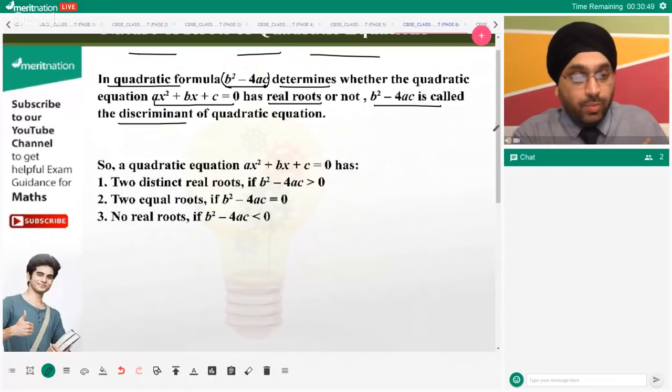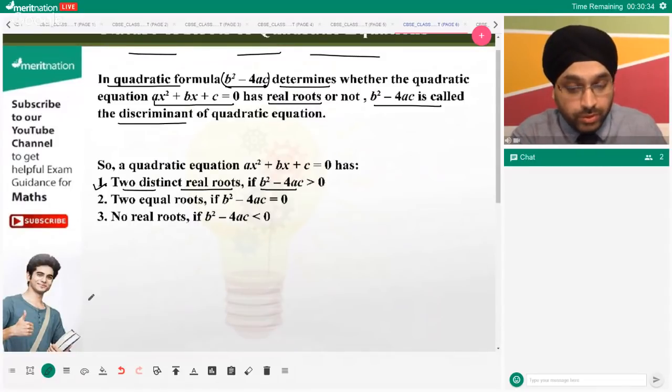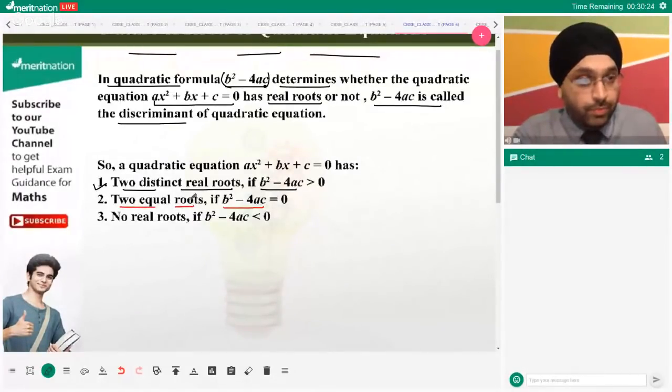Now, guys, when we test the nature of roots, we have three conditions for the nature of the roots of a quadratic equation. The first condition is what? When we have b square minus 4ac greater than 0, this means we have two distinct real roots. Now, if we have b square minus 4ac equal to 0, then this means we have two equal real roots.